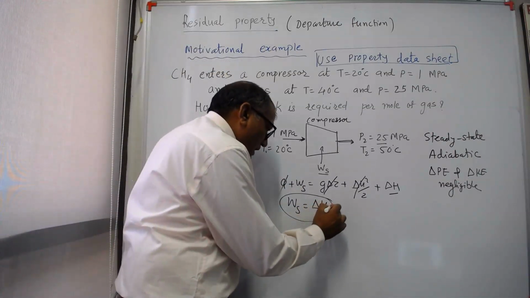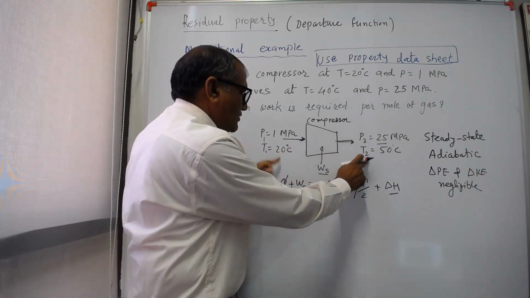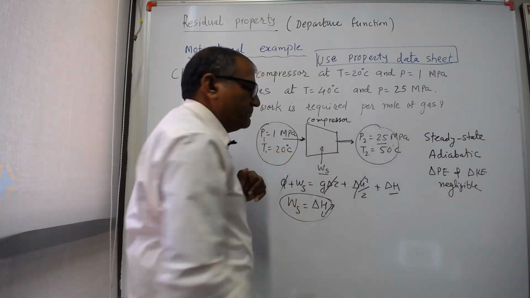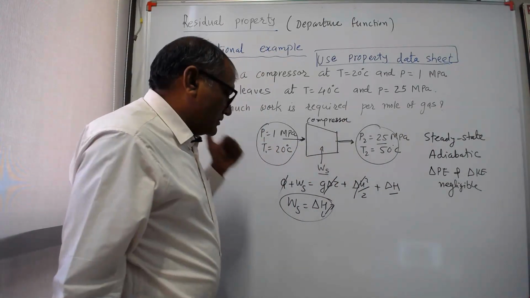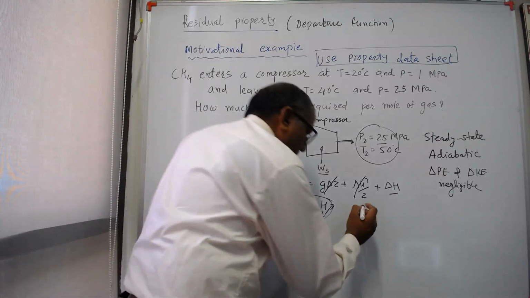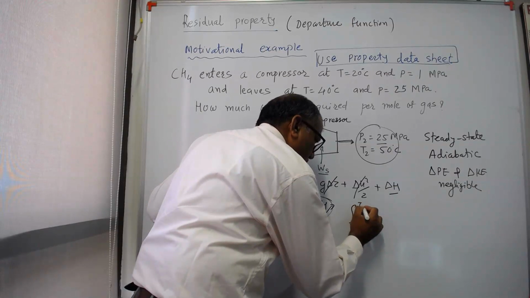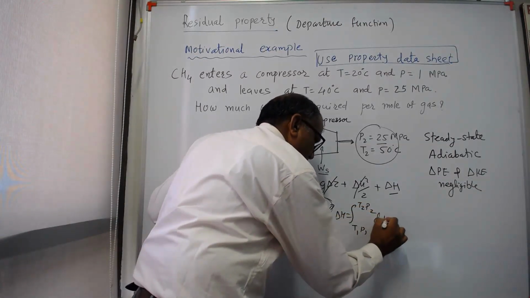Now how to calculate delta H? That is the enthalpy change between two states. This is state 1 and this is state 2. So what is the enthalpy change between these two states? I can write it this way: if the states are T1 P1 and T2 P2, then delta H equals the integral of dH.